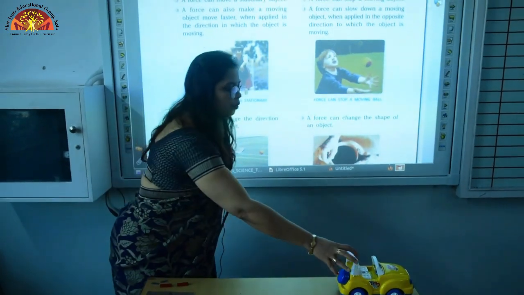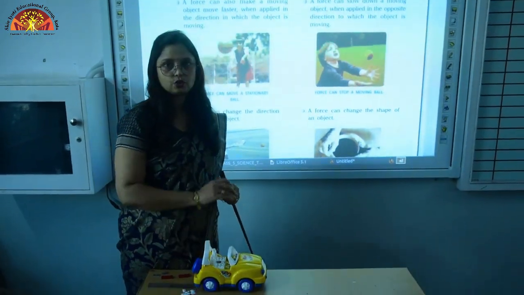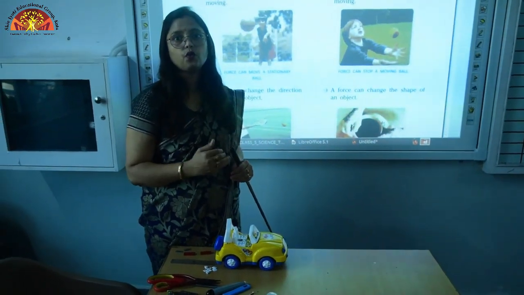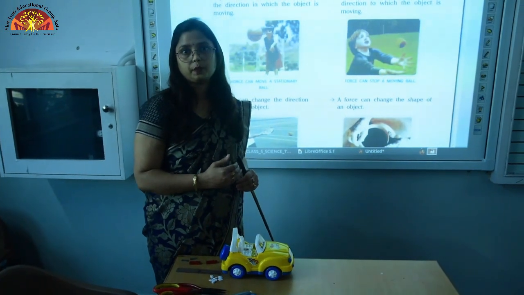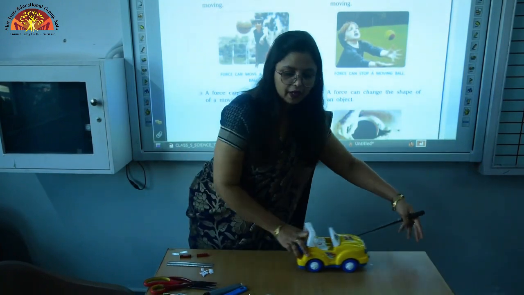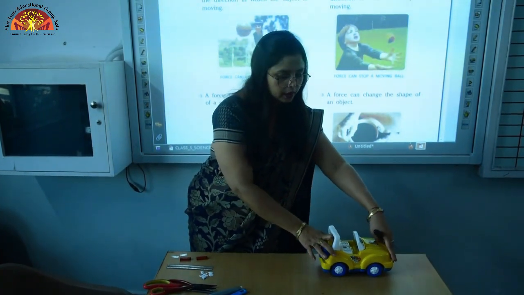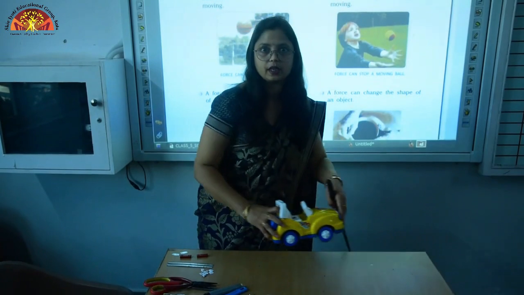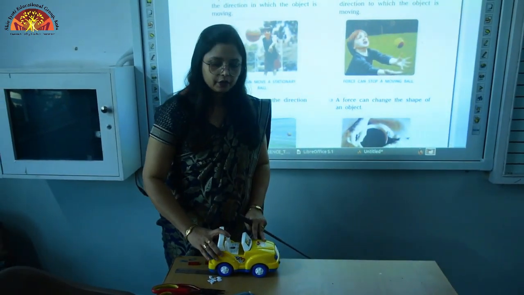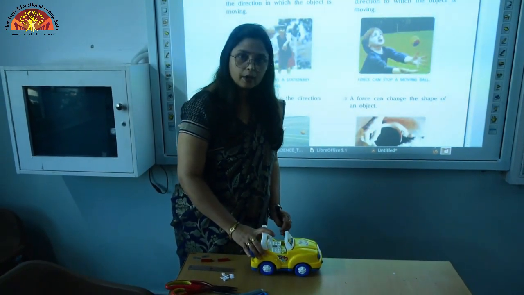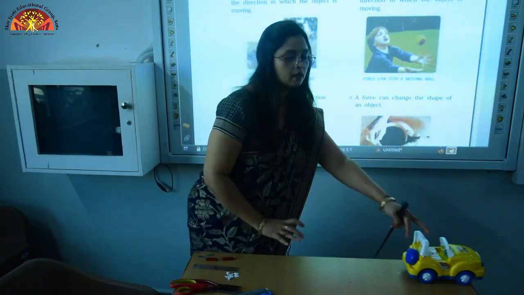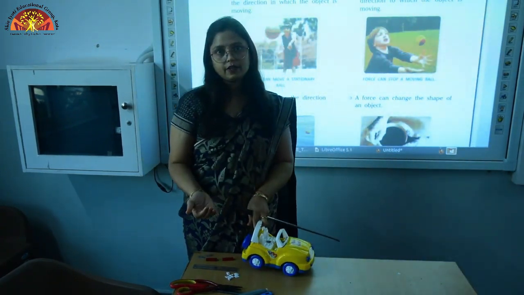Now we will discuss some more. So children, let us come back again to this toy car. Here the third effect of force is that force can slow down the speed of a fast moving object. When it is moving very fast and I apply some force on it, then it starts moving slowly. Similarly, if it is moving slowly and I apply some more force on it, then it can start moving faster. It will be like this. So see children, this is another effect of force.